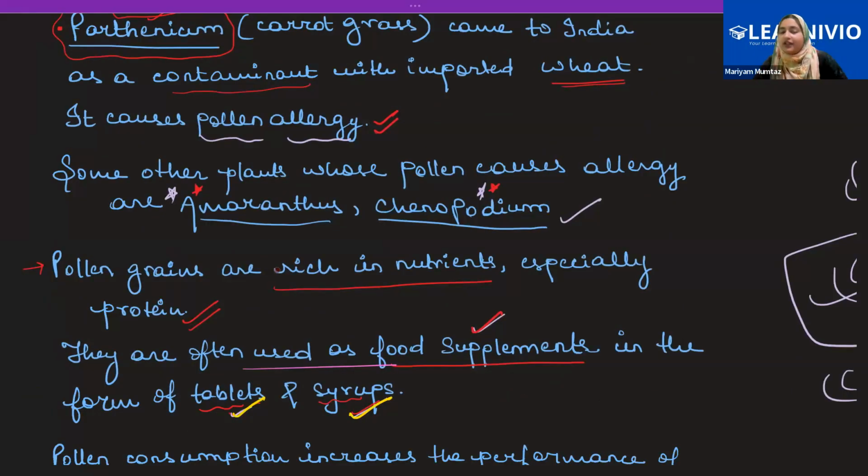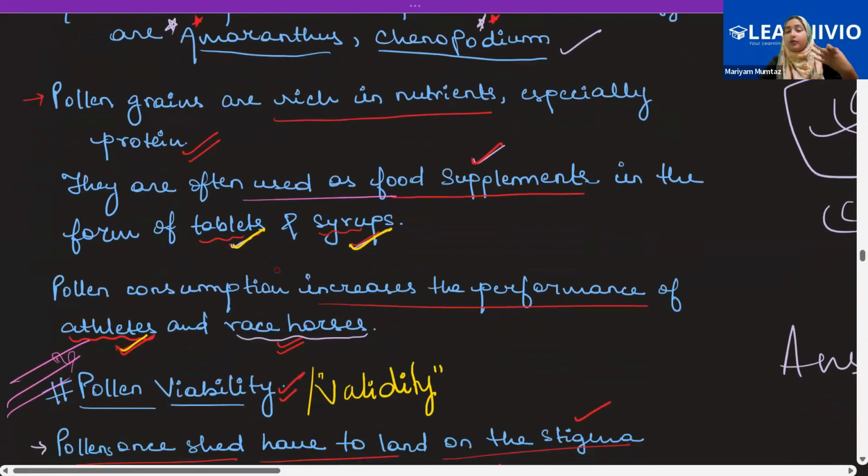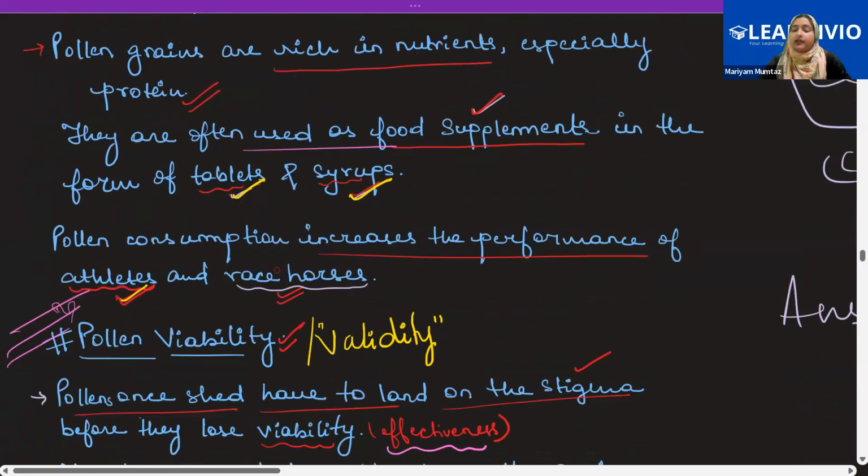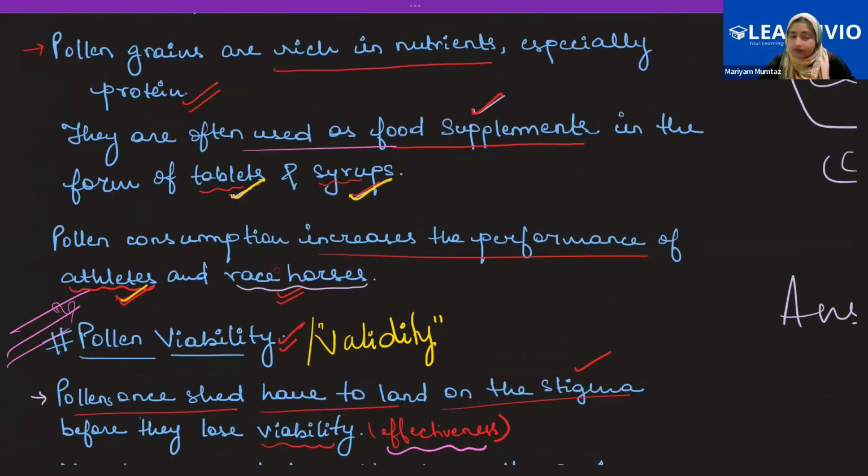But other than that, pollen grains are excellent reserves of nutrition, proteins and fats. So many times, pollen grain is also used as a food supplement to provide more nourishment. It is used in the form of tablets and syrups, and the people who mostly consume this are athletes, so that they can have their athletic performance enhanced, and also race horses. Clear?